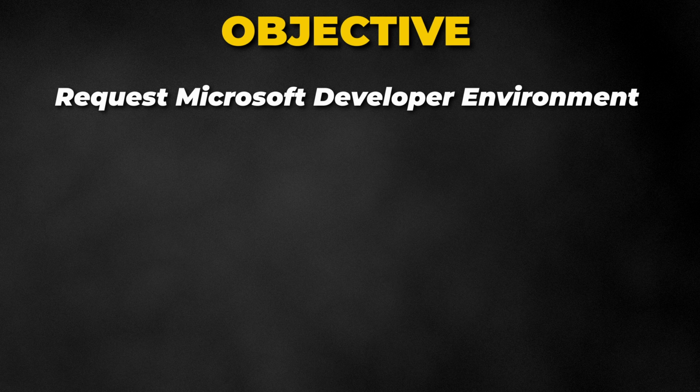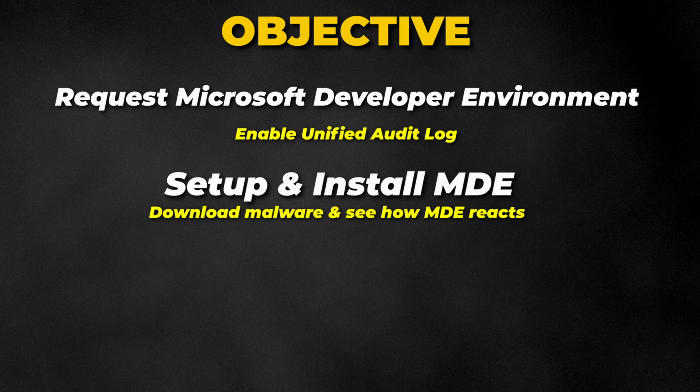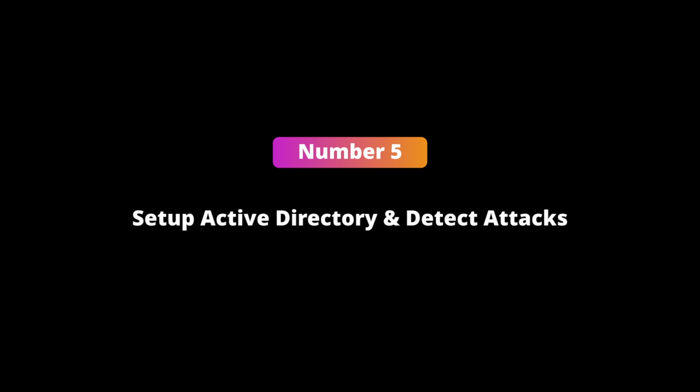Your objective: request a Microsoft 365 developer environment, and then set up Microsoft Defender for Endpoint. Enable unified audit logs within Microsoft 365 to review how these will look. You can also download potential malware and see how Defender reacts to it. But please do this in a virtual machine. Number 5, set up Active Directory and detect attacks.